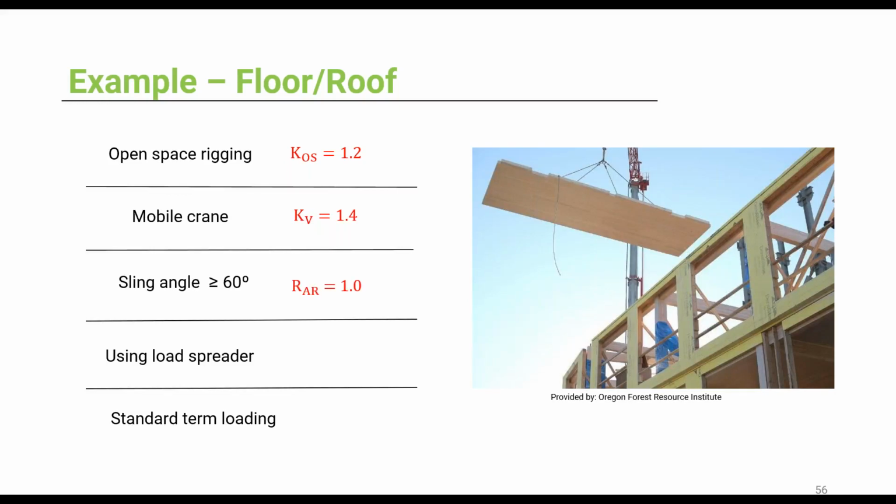And we know that our sling angles are at least 60 degrees, so we don't need to apply a sling angle reduction factor. We're using load spreaders properly, so no need to add a load spreader reduction factor here. And it's standard term loading, which is anything that's about 10 minutes. So if you have rigging that's more than 10 minutes, you need to provide a reduction factor of 0.86.